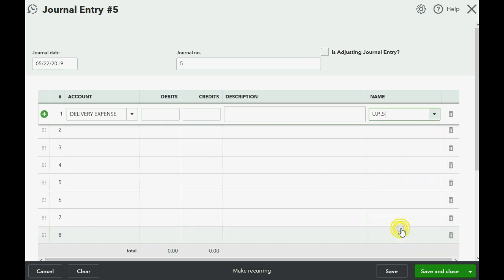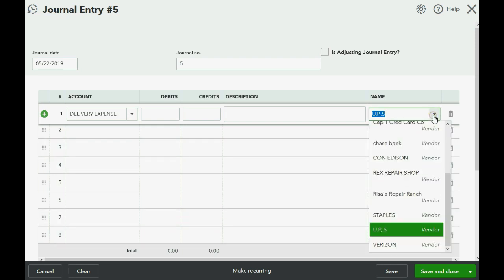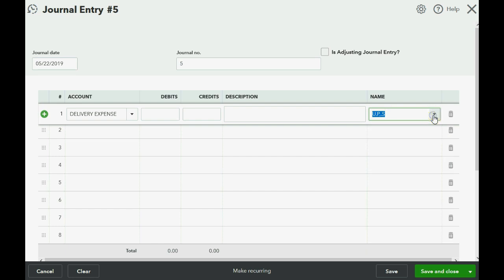And the delivery was from UPS. So we can put the name of the vendor or customer here, and that helps us keep track of it, and that'll be helpful later. Now, the amount of delivery expense was $100.